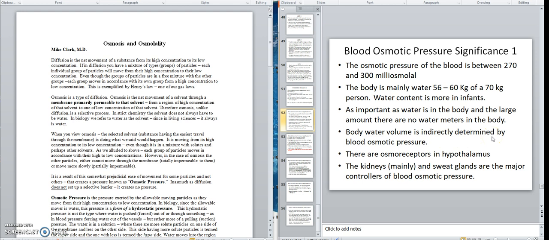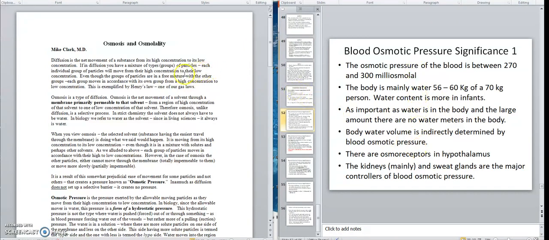Important factor: we have osmoreceptors in the hypothalamus of the brain that are looking at everything. The kidneys mainly, and sweat glands, are the major controllers of the blood osmotic pressure, based upon how much water they put out or how much water they retain. We're going to do some more on this, but I want to show you the significance.